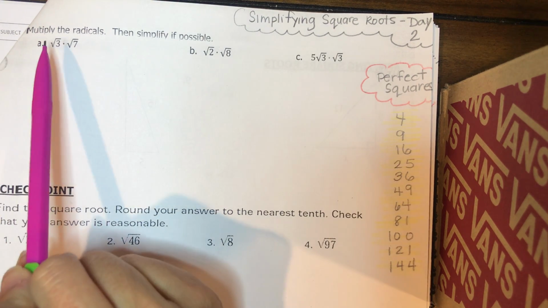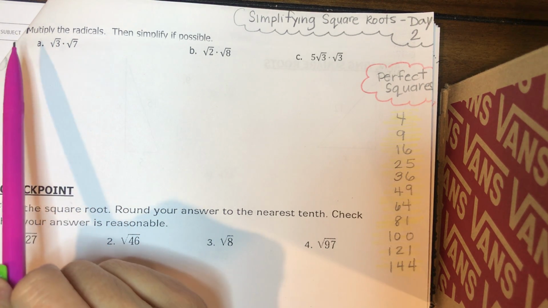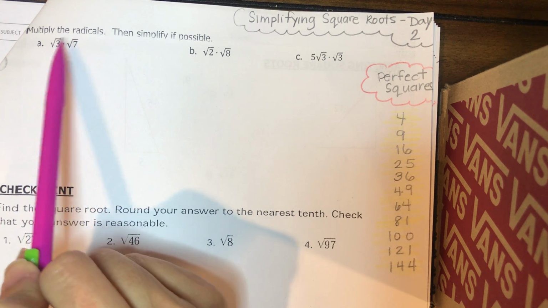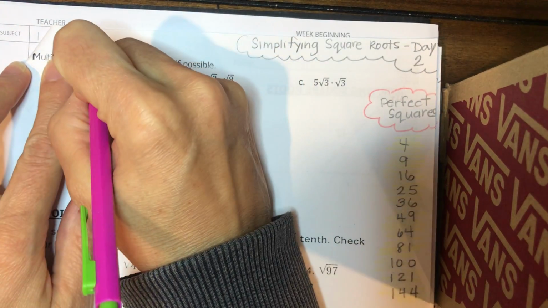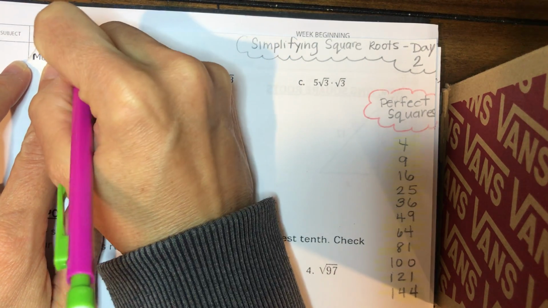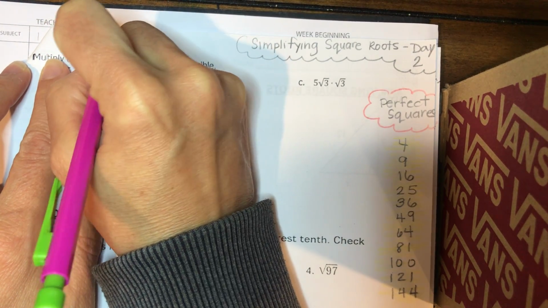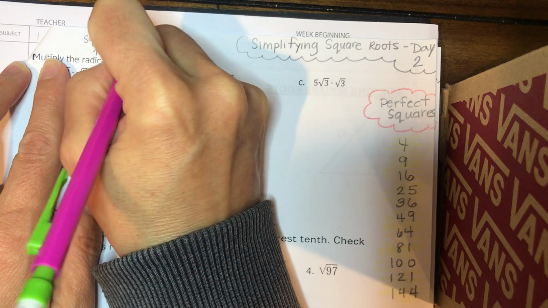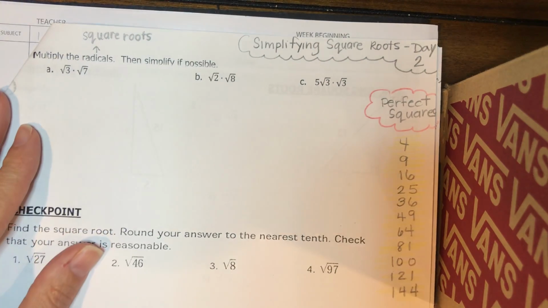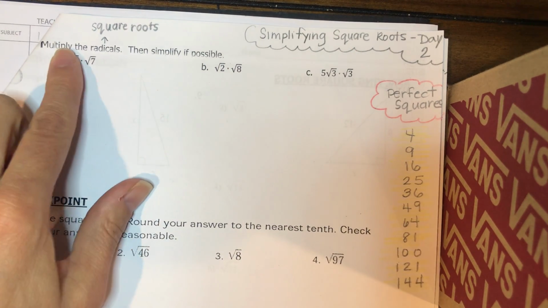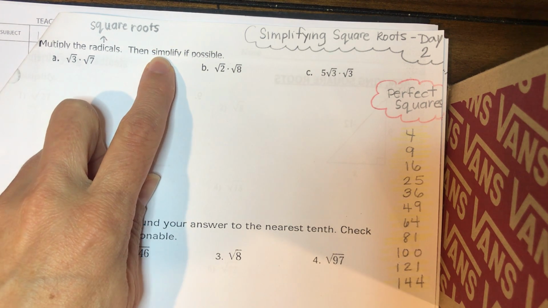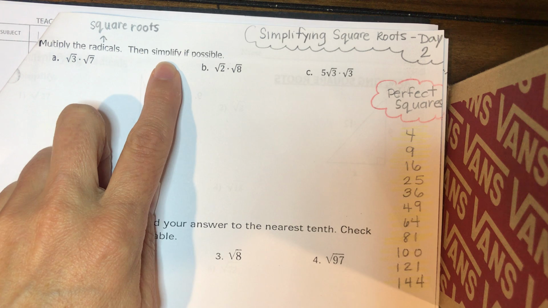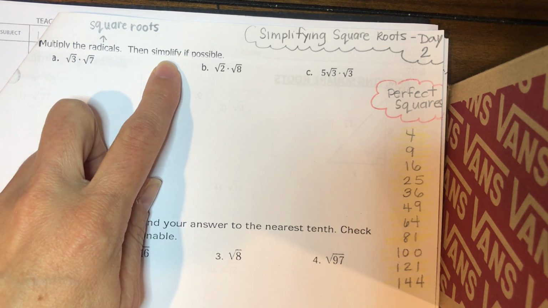Well, today we're going to take it one step further. The directions say we have to multiply the radicals. Radicals is another term for square roots. So when it says multiply the radicals, it just means multiply the square roots. Then simplify if possible. So sometimes it won't be possible, and other times it will. So let's take a look here.